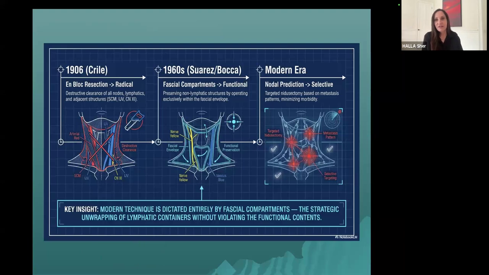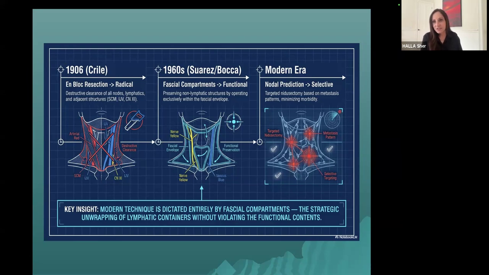So the radical neck dissection was first described, at least this is the story that's told in the United States, that Crile is credited with being the first surgeon to describe the radical neck dissection in the early 1900s. The purpose of this operation was an en bloc resection of all the lymphatics in the neck, in addition to their interconnecting lymphatic channels. And this operation, the radical neck dissection, became the standard of care for the next 70 years.